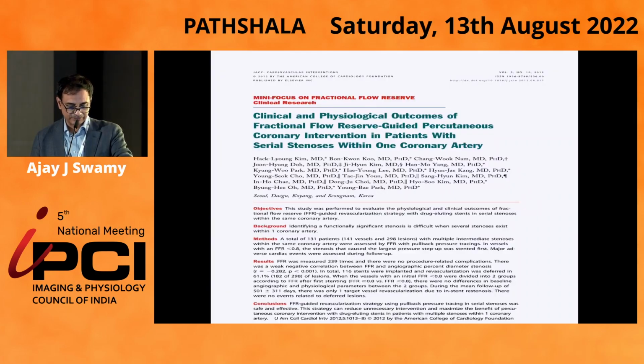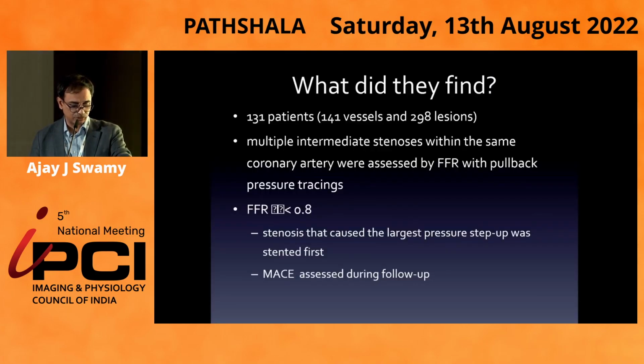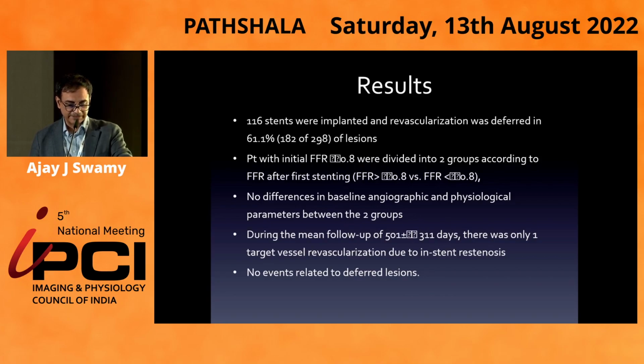Another study which looked at a large number, identical protocol, 131 patients published in JACC Interventions, multiple intermediate stenosis assessed by FFR. Again, the stenosis that caused the largest pressure step-up was stented first. MACE was assessed during follow-up, 116 stents, and revascularization was deferred in 61% of the lesions.